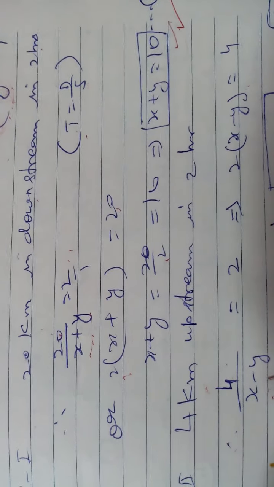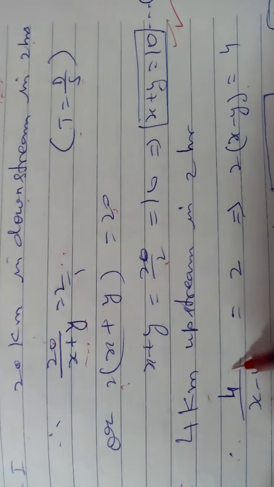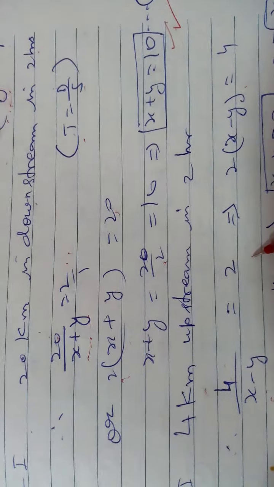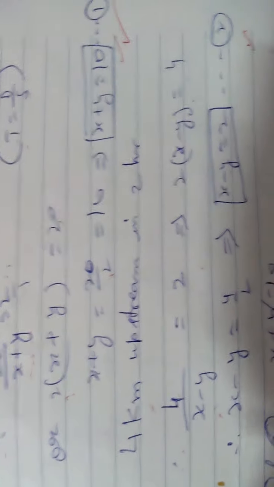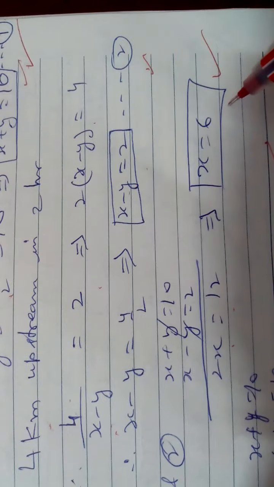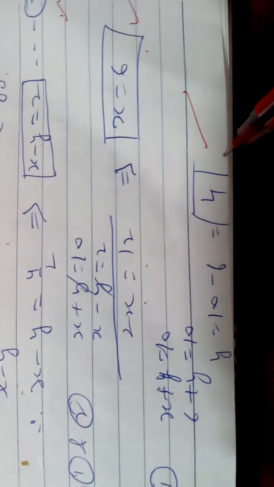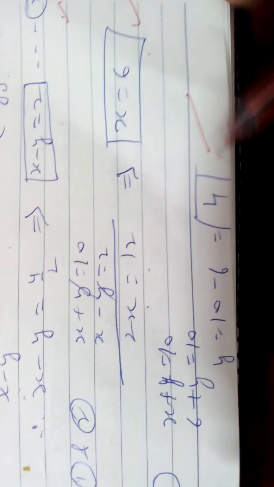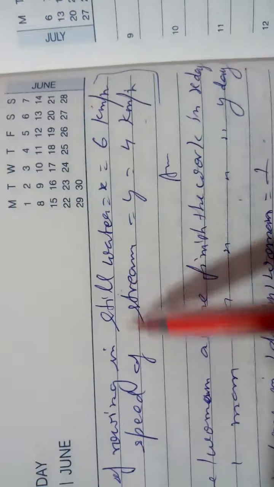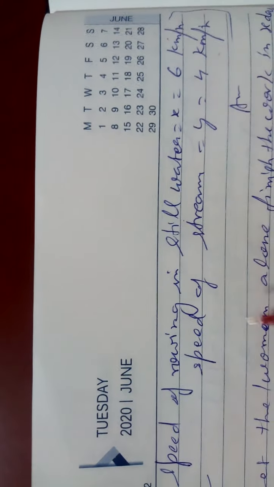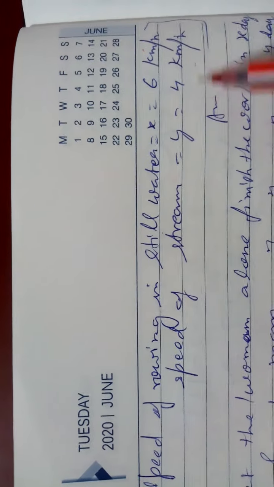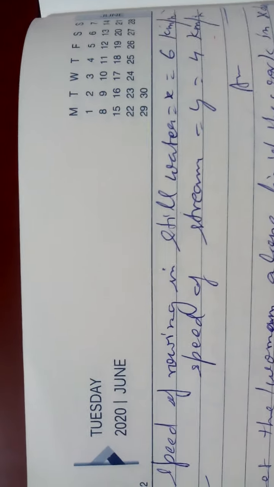4 km upstream means x minus y, so 4 upon x minus y, since distance upon speed is equal to time. You are getting the second equation. Adding both, you are getting x is 6. Put the x, you are getting y is 4. Now, here the speed of the rowing in still water is 6 km per hour. The speed of the stream or current is 4 km per hour.